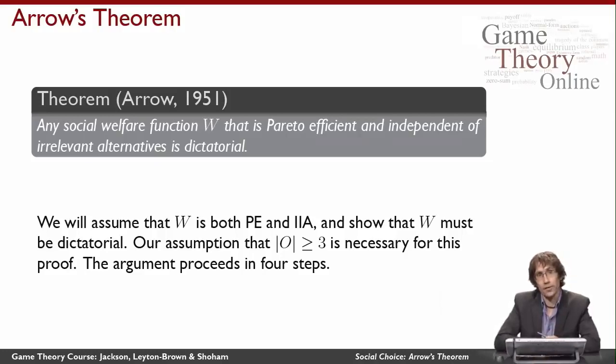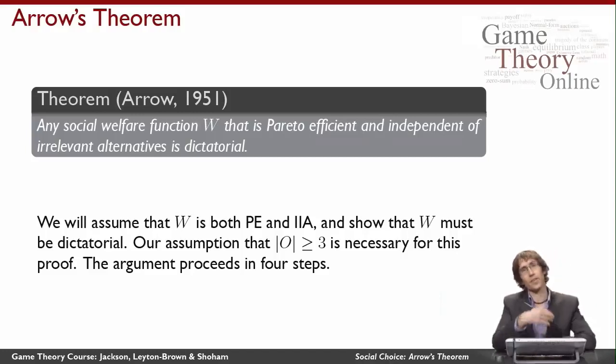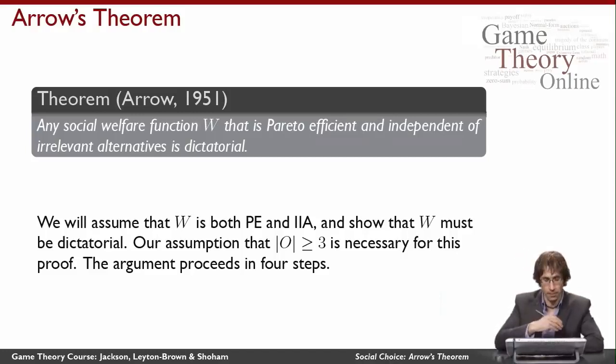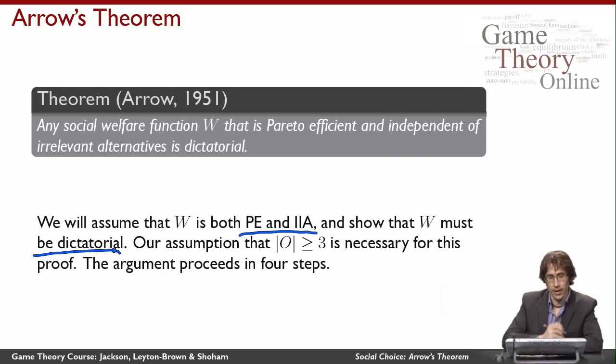The way the proof works is as follows. For the rest of this video, I'm going to give you the proof of this theorem, which I think is a really beautiful proof, because we're able to say something about a space of very complicated functions from sets of orderings into orderings without knowing really what function we're talking about. We want to assume simply that our function is PE and IIA, Pareto efficient and independent of irrelevant alternatives. And we'll see that that assumption is enough to show that it must be dictatorial.